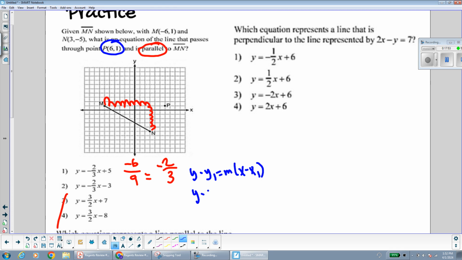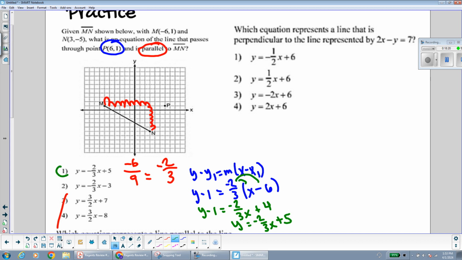So we have y minus 1. That's the y coordinate from the point, is equal to our slope, negative 2/3, times x minus x1, that's 6. The answer choices are solve for y, so I'm just going to solve for y here. First, I'm going to distribute these out. Negative 2/3 x plus 4. And then I'm going to add 1 to both sides. So that's y equals negative 2/3 x plus 5. That's answer choice number 1. There's other ways that you could have done it, but that's just the way I did it. As long as you got the same answer and you know how you did it, then you're all good.